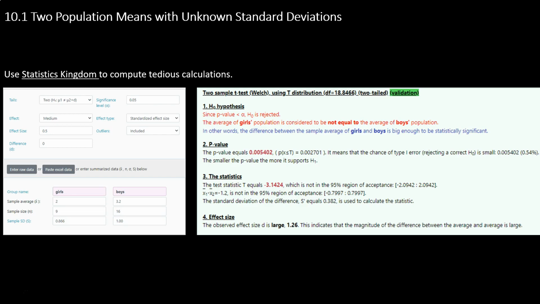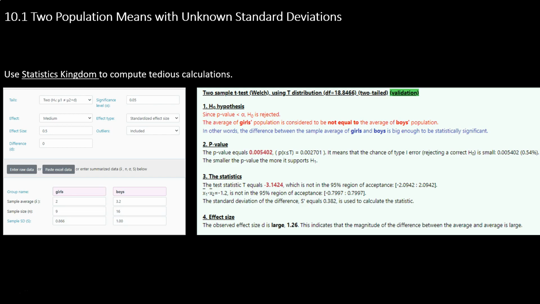Next, we're going to put our data in, and we're going to do just our sample statistics. We have 2 groups, boys and girls, and we have the average and sample size and standard deviation for each group. So for girls, we plug in sample average of 2, sample size of 9, standard deviation 0.866. For boys, we plug in sample average of 3.2, sample size 16, sample standard deviation of 1.